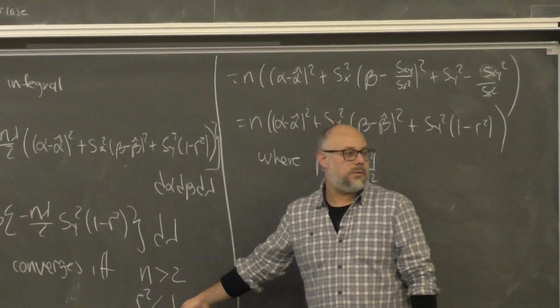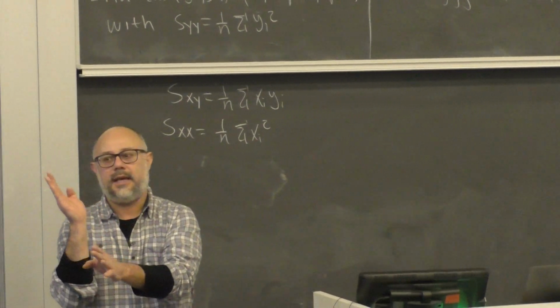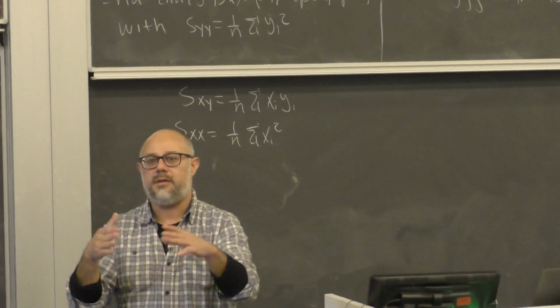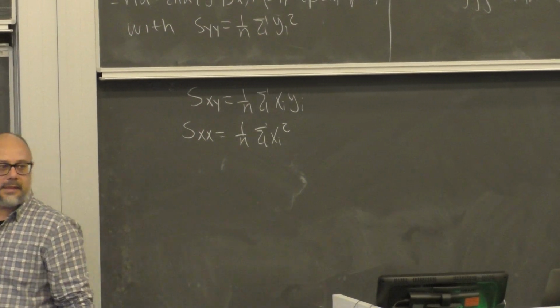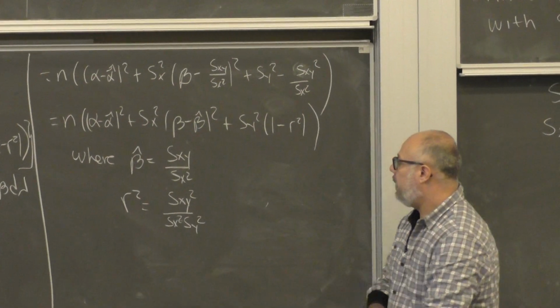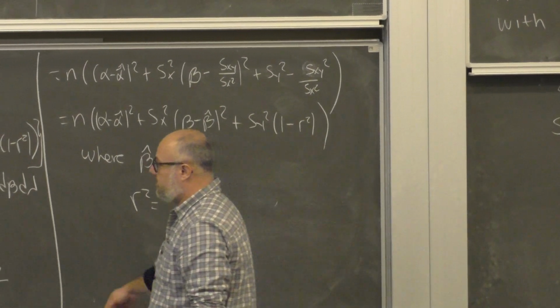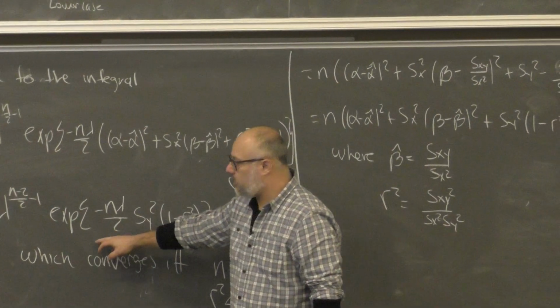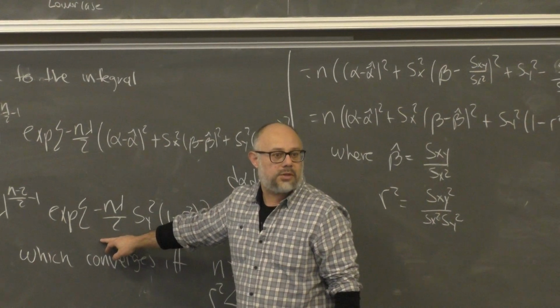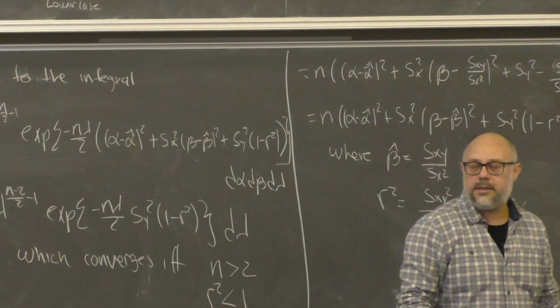If r square is 1, that means that x and y are perfectly correlated. That means that if you know x, you know y, so there's no uncertainty. That's what this is telling you about the posterior distribution of lambda. It's degenerate. And not only that, just as a byproduct, we have the marginal posterior of lambda immediately. That's a gamma with those parameters.